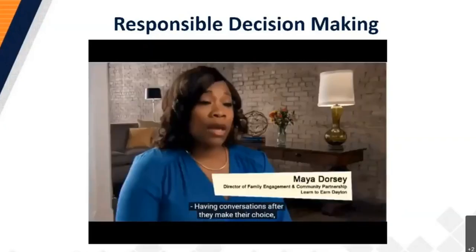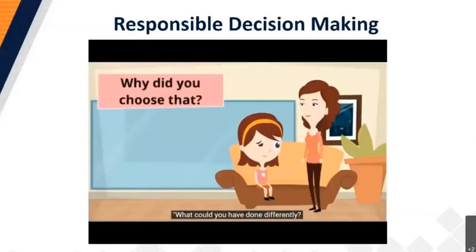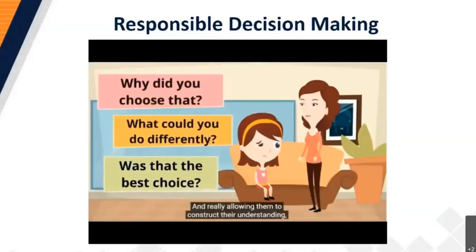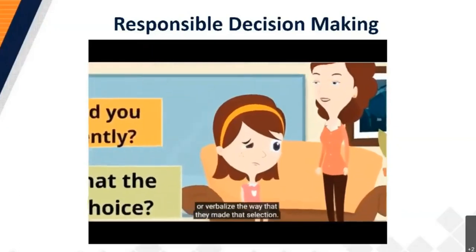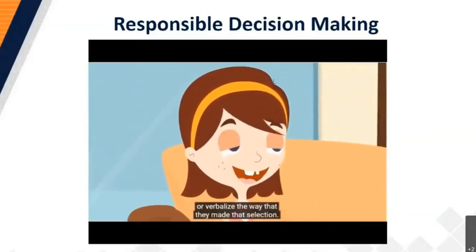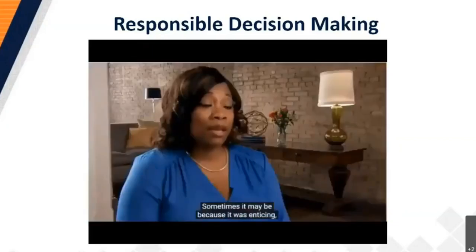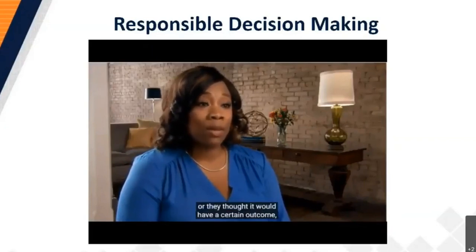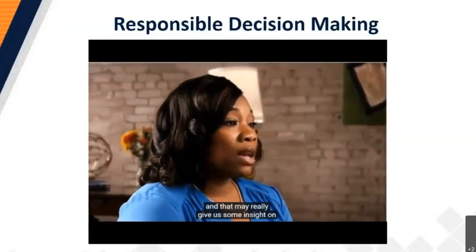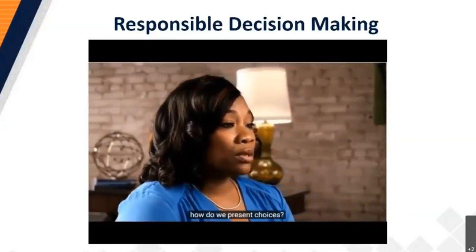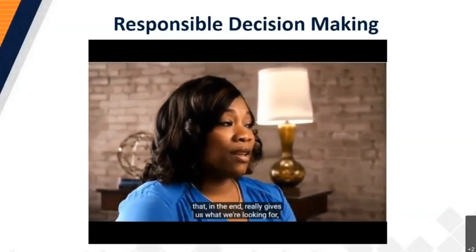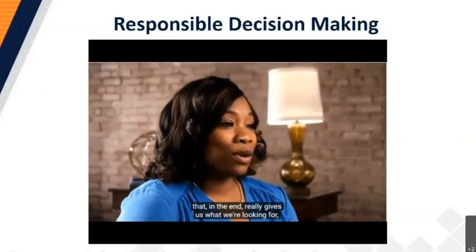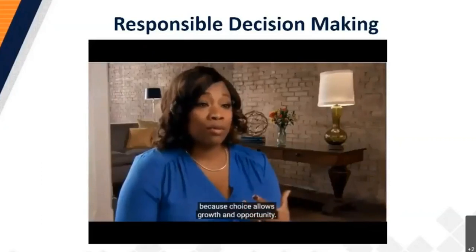Having conversations after they make their choice: why did you choose that? What could you have done differently? Was that the best choice? And really allowing them to construct their understanding or verbalize the way that they made that selection. Sometimes it may be because it was enticing, or because they thought it would be fun, or they thought it would have a certain outcome, and that may really give us some insight on how we present choices. What choices can we present that in the end really gives us what we're looking for? Because choice allows growth and opportunity.